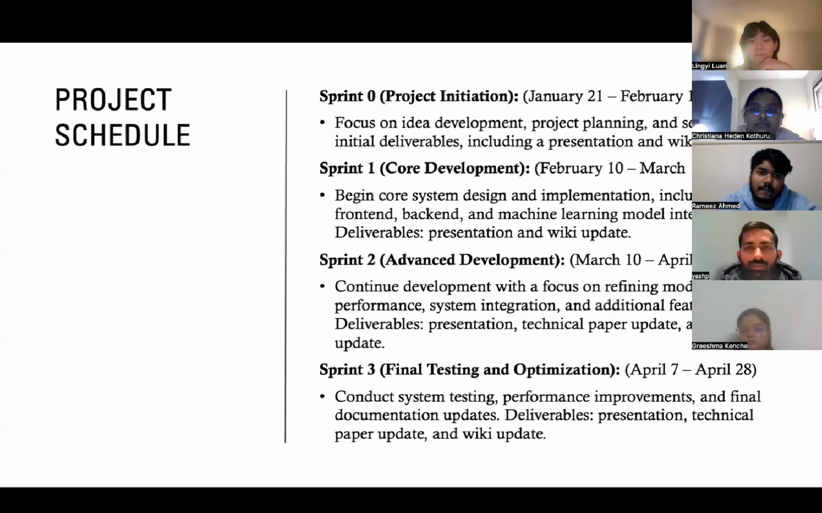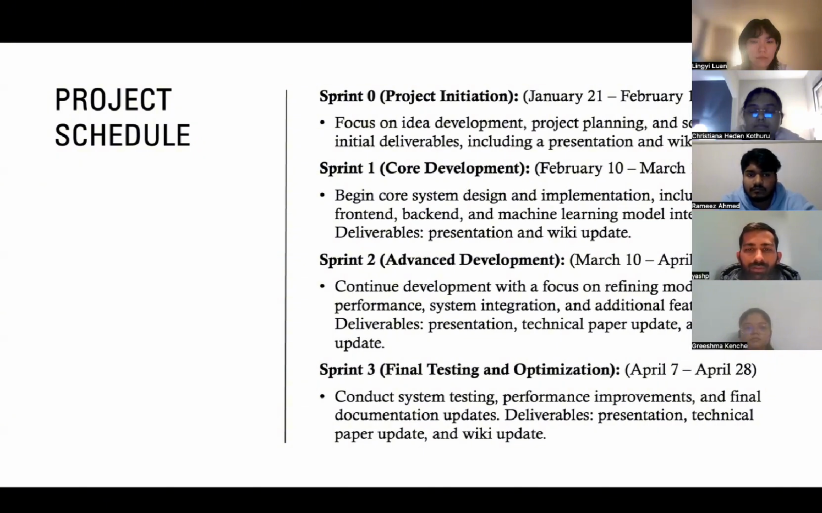As a sprint zero, we will start the project initiation. Mainly we focus on idea development, project planning, and setting up initial deliverables, including a presentation and a wiki update. As a sprint one, we will start with core development in design and implementation, including front-end, back-end, and machine learning model integration. As a deliverable, we will present the presentation and we will update the wiki page.